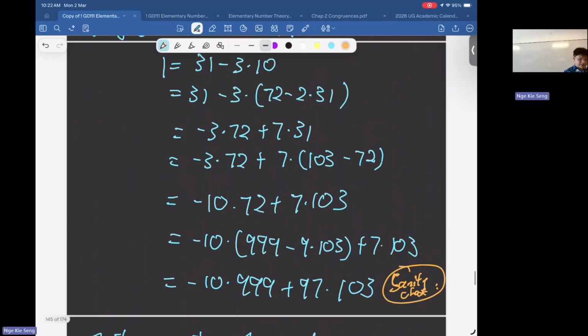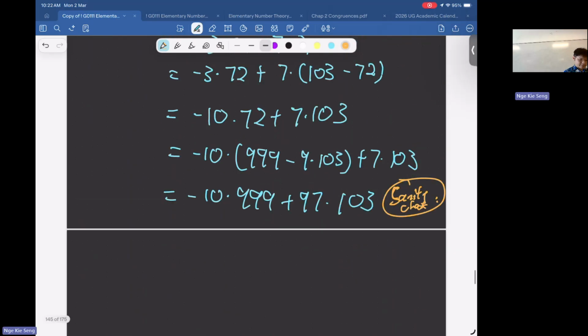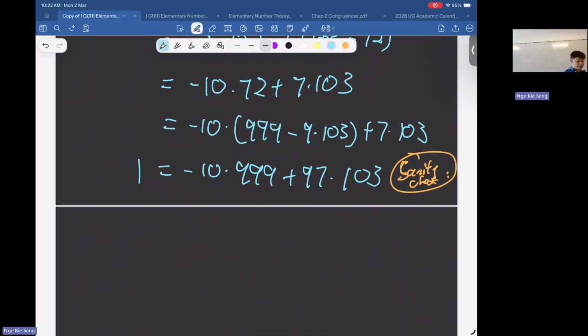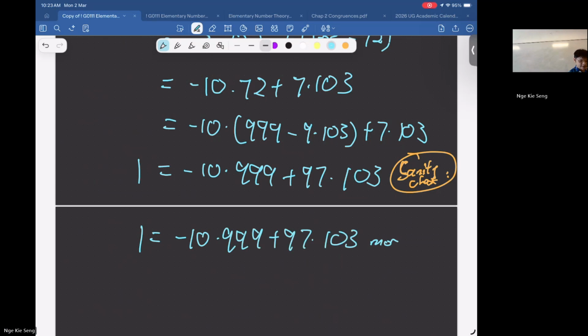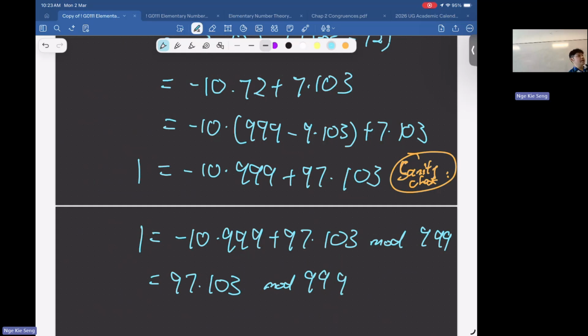Okay, so let's assume this is true. So what do we get? We get that 1 equals this big number here. Let's say you take this linear Diophantine equation here, mod out by 999, what do we get? We get 97 times 103 mod 999. So 97 is one number that multiplied by 103 gets 1. Does that make sense? I hope.